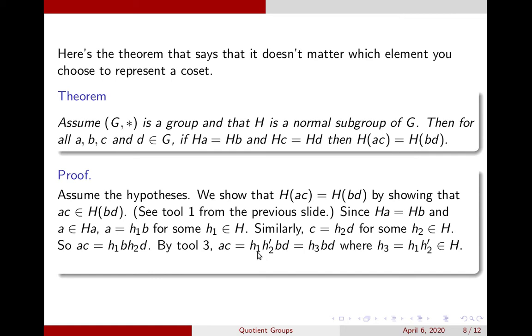We will call h1 times h2 prime h3. And h3 is in capital H because capital H is a subgroup. And this is what we need to assert that a times c is in the right coset determined by b times d. a times c is some element of capital H times b times d.